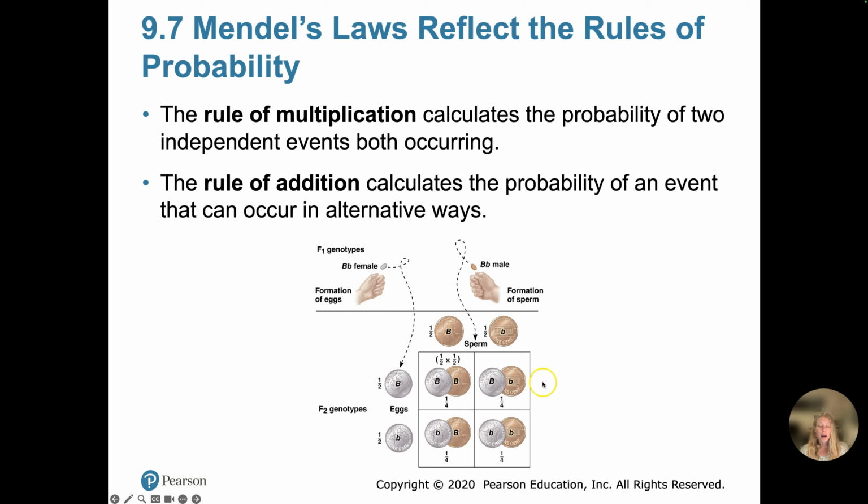To calculate the probability of an event that can occur this way or this way, we just add them together. So it's 1/4 plus 1/4. That gives us 2/4, or you can reduce that to 1/2. And we do know that half of the offspring will have this heterozygote genotype, the 1:2:1 ratio that we talked about.